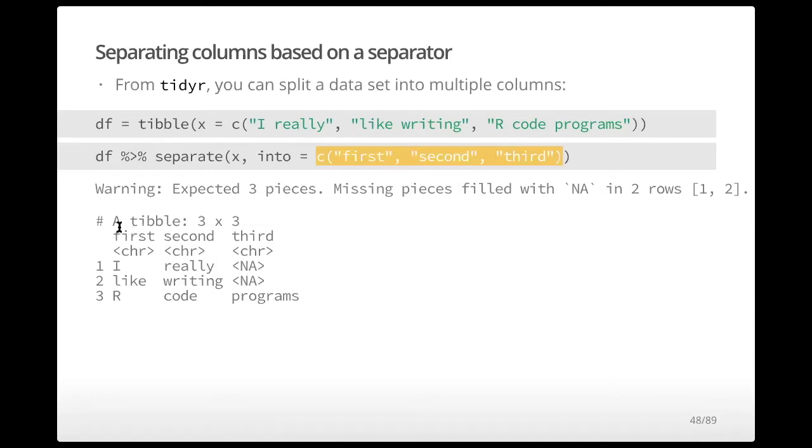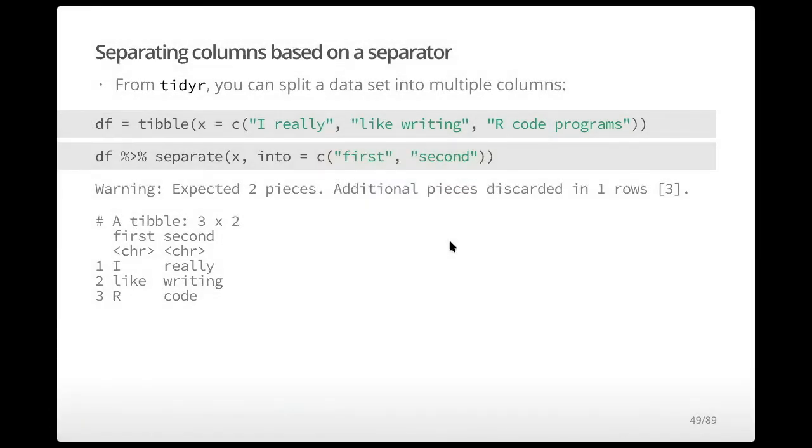And so here we get the first element, I like R, really writing code. And then you don't have a third element for this one. You have programs. So that's why these are missing, and it gives you a warning and says, hey, these missing pieces are filled with NA for rows 1 and 2.